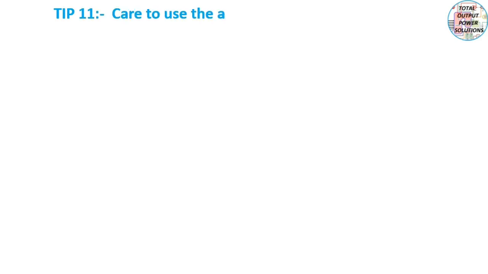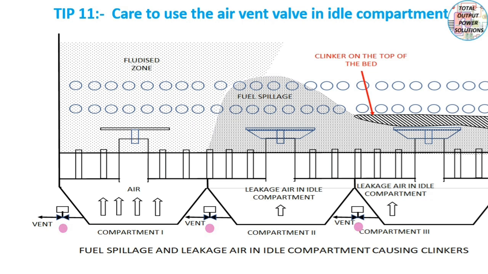Care to use the air vent wall in idle compartment. You can see the figure, and in the figure you can see the vent walls. The blinking dots will show you that those are the vent walls. Those are to be opened if there are leaking dampers in the compartment.